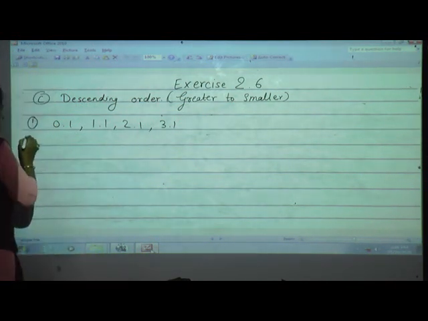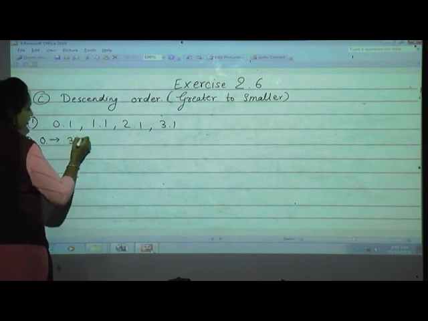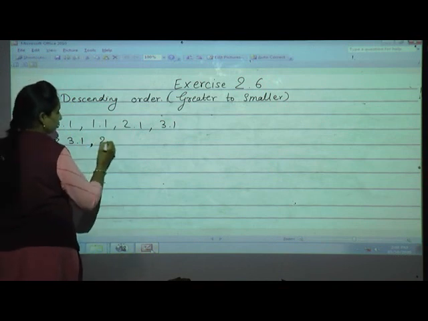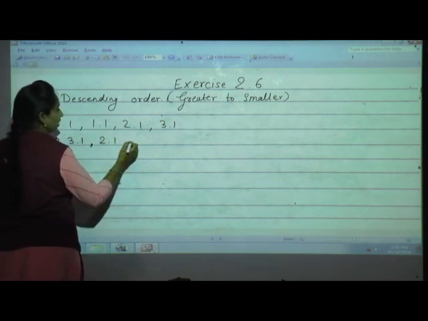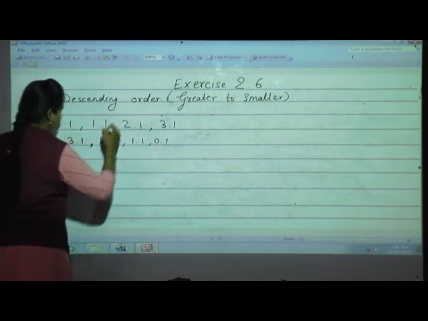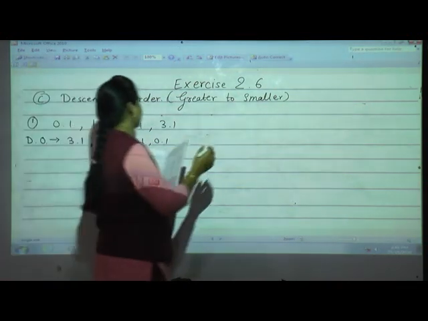So write here descending order: 3.1. The next, 2 is greater, 2.1, the next 1.1, the next 0.1. Are you getting? Yes. Here after the decimal the same digit is there, so we have not converted into like decimals, we have solved directly. Now next example, third one I will solve for you.